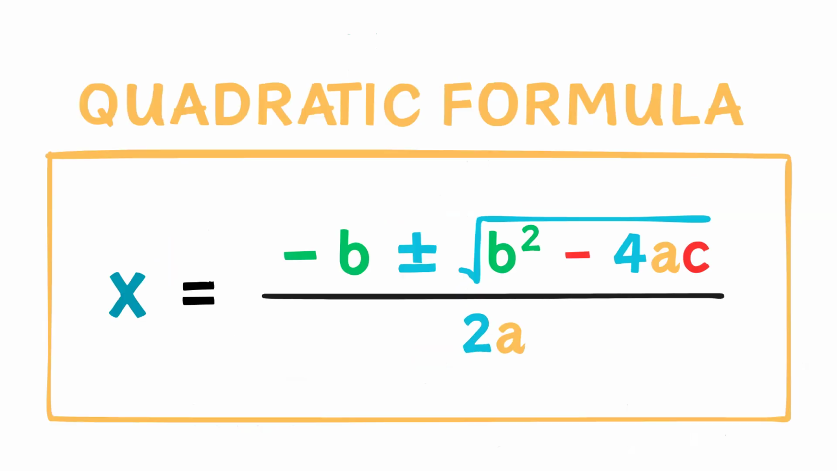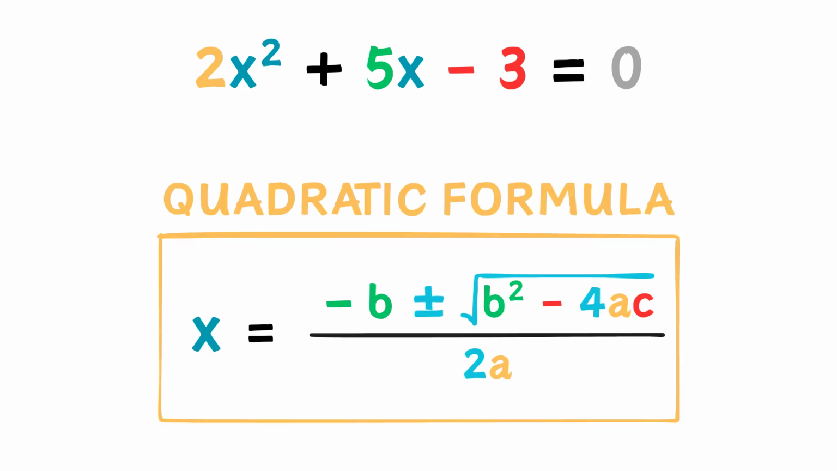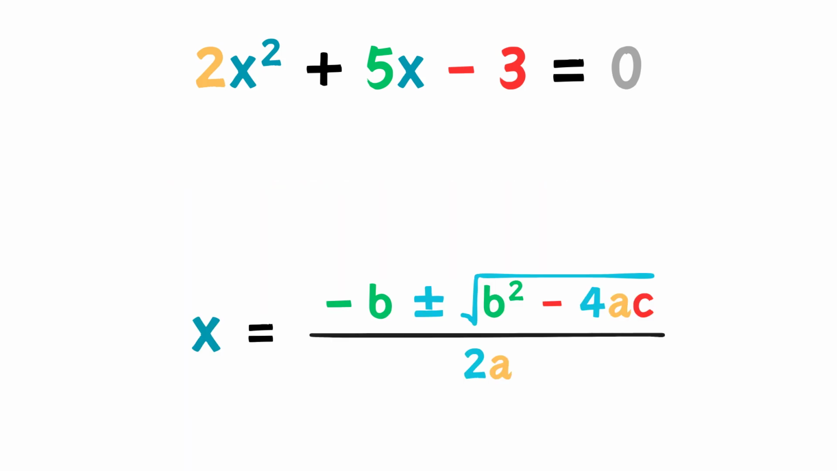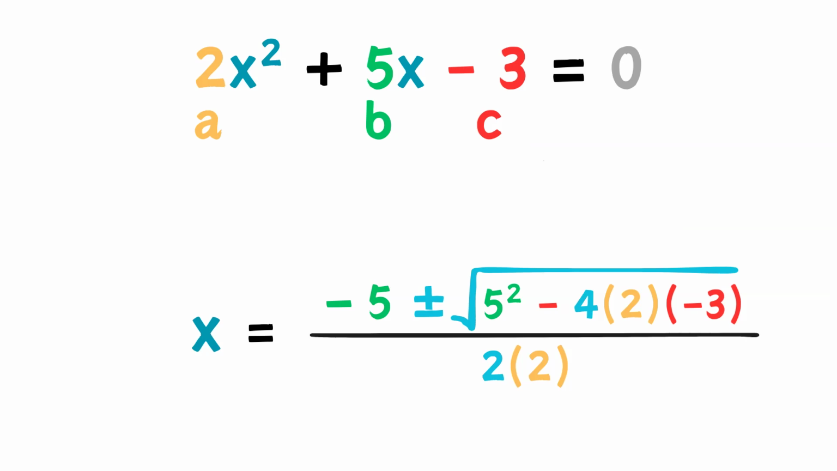Alright, now let's see the quadratic formula in action. How can we use the quadratic formula to find the roots of this quadratic? First, we need to find our variables. a is 2, the coefficient of x squared, b is 5, the coefficient of x, and c is our constant, negative 3. Now, we just put these values into the quadratic formula.